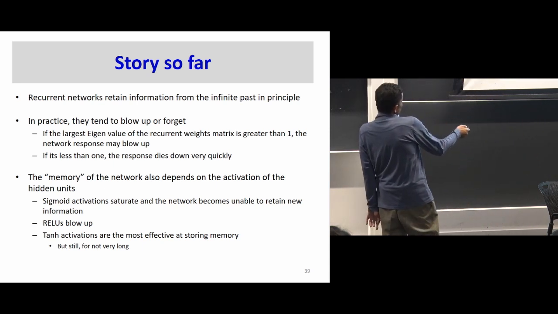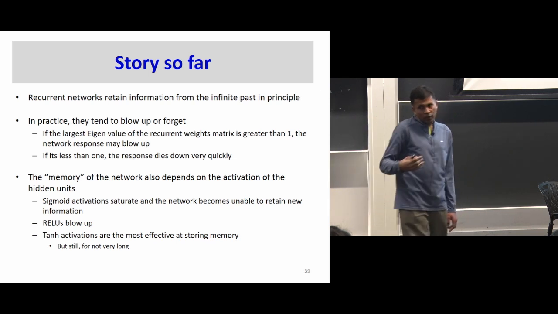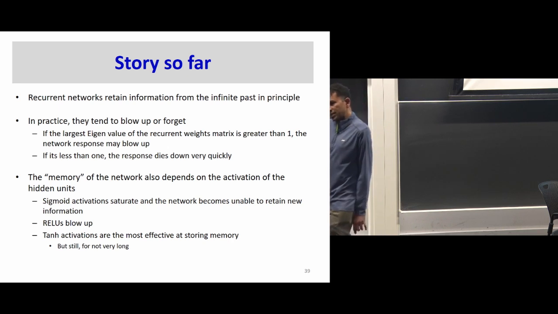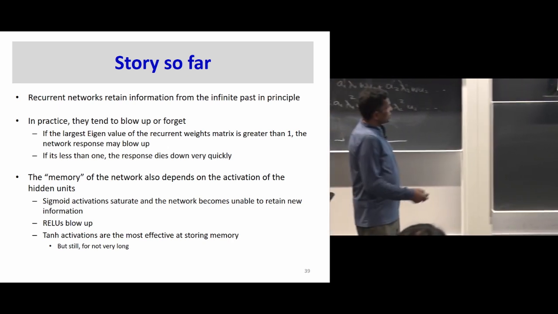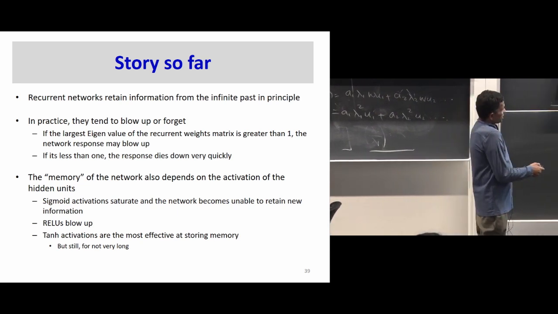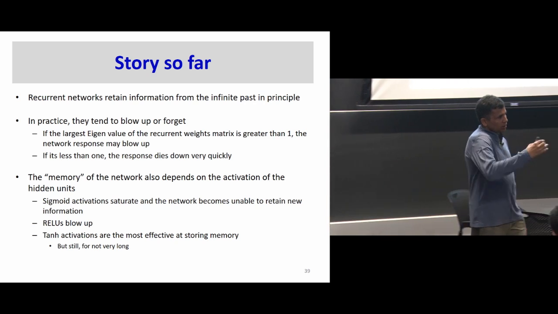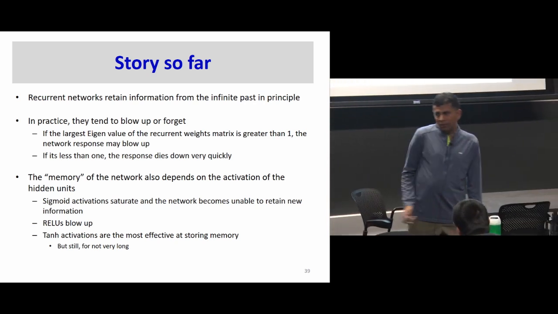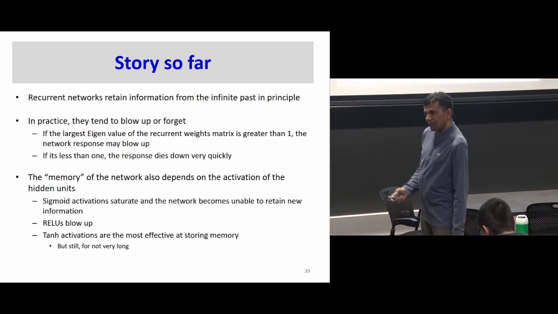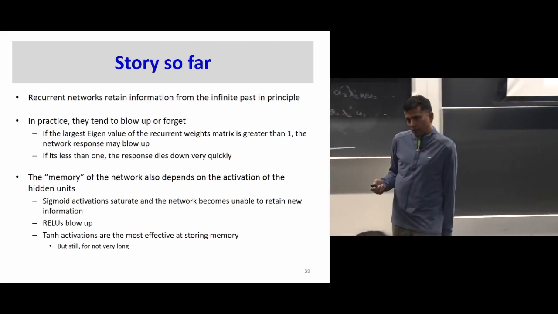The memory of the network also depends on the activation of the hidden units. So if you have unipolar hidden activations like sigmoids, they just saturate very quickly, ReLUs blow up. So the TANH activations, amongst the ones that we just saw, are the best ones for storing memory in the long term, but they still have relatively short memory. They're not going to remember stuff for real, not for very long.